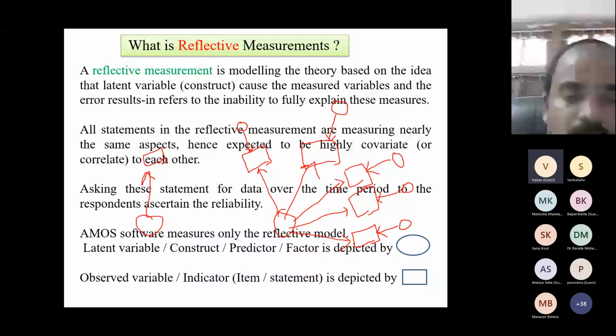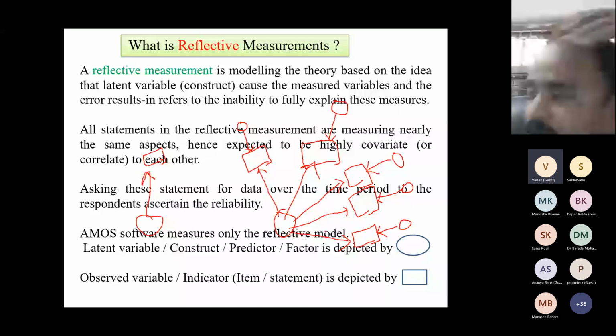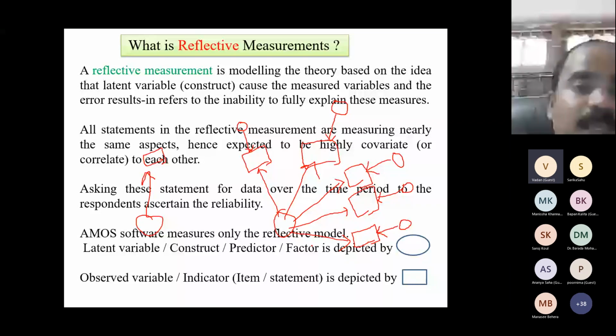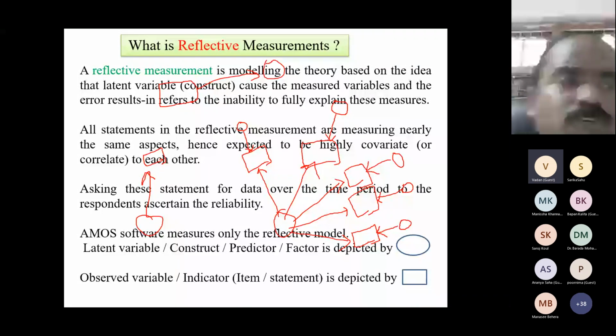So what I am operating now, that I have already written. Look at here, AMOS software measures only the reflective model. So most of the time what the students, what the scholars do as a mistake, they are saying that attitude is causing the satisfaction. They are showing the model like this, and they are adopting the AMOS, which is wrong most of the time.